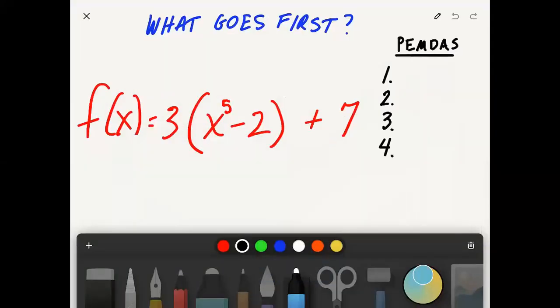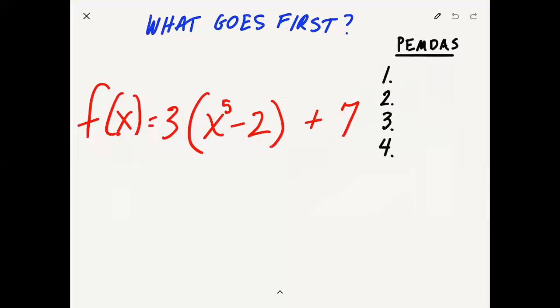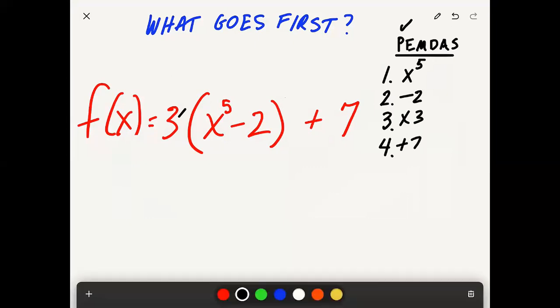All right, okay, we have another one. So we are going to go through and we're going to use PEMDAS. We start with parentheses. So inside the parentheses, we're taking x and we're raising it to the 5th power. And then we subtract 2. And then we multiply by 3. And then we add 7. Those are the steps according to PEMDAS. That's what we're supposed to do first.